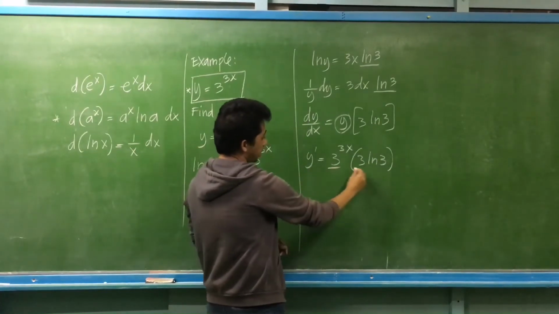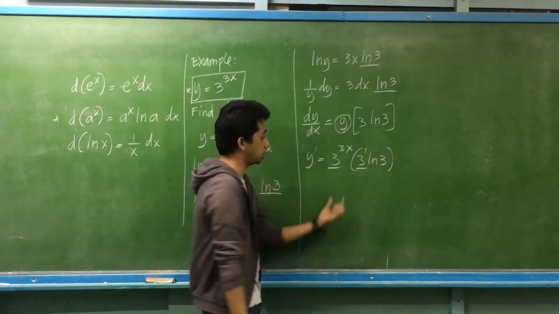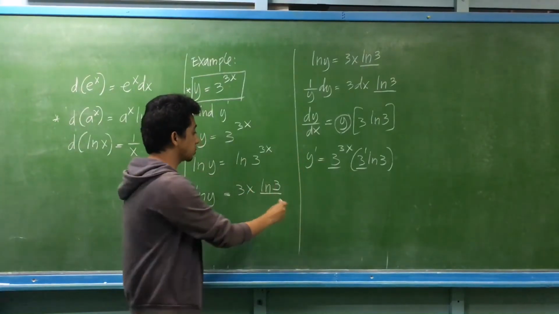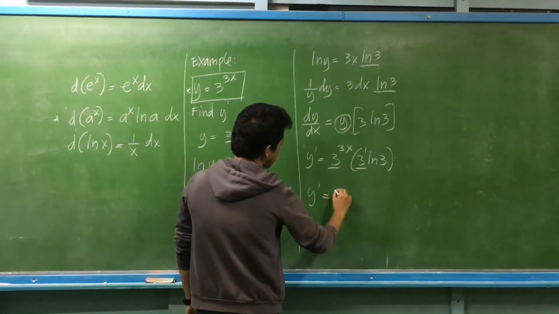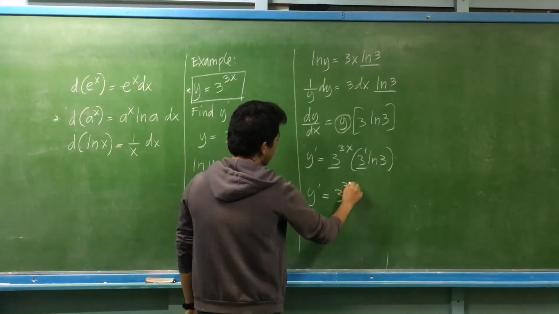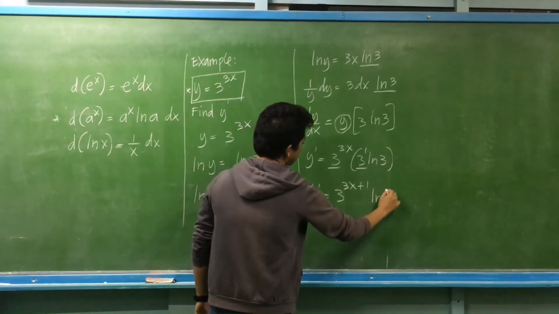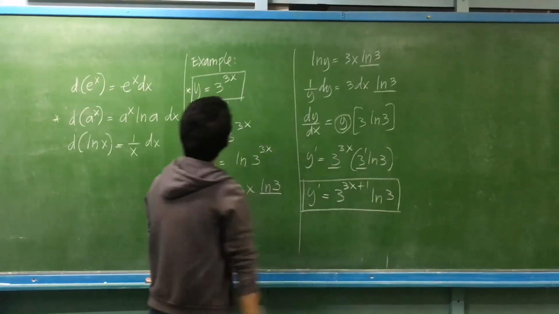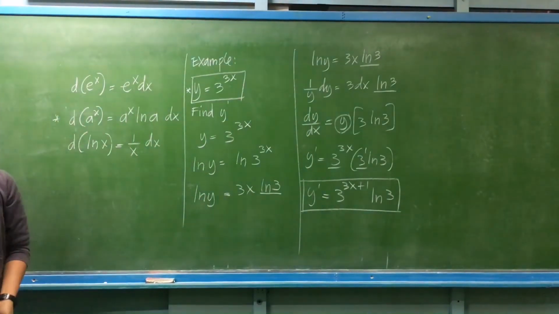From your algebra, what do we do if we have the same base? The 3 is the same as 3 raised to 1. What can we do if we have the same base? Add the exponents. So y prime is now equal to 3 raised to 3x, adding the exponents, plus 1, ln of 3. So that will be the derivative of y equal to 3 raised to 3x: the first derivative y prime is equal to 3 raised to 3x plus 1 times ln of 3.